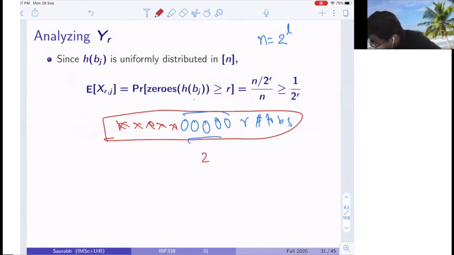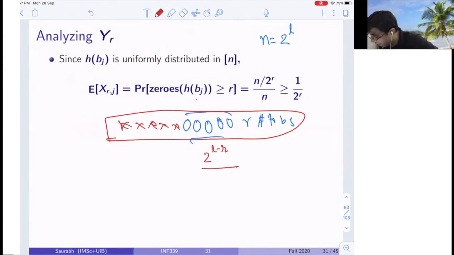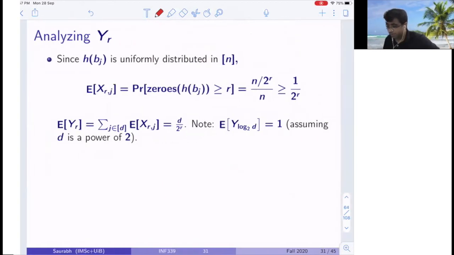So how many such numbers will be there? 2 to the power l minus r, right? And how many total numbers are there? n, which is 2 power l. So the probability is 1 over 2 power r, and this holds with equality. So it implies that the expectation of Y_r is the expectation of the summation of X_rj, and there are d values, so d over 2 power r.